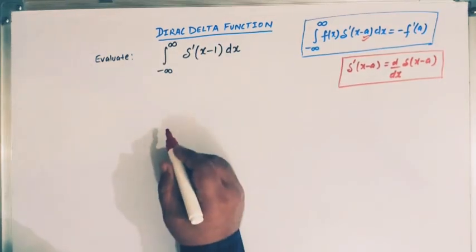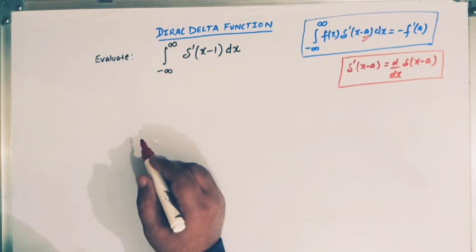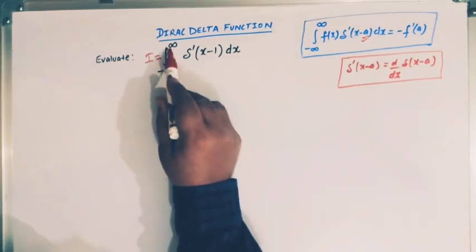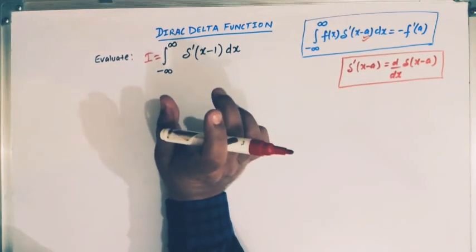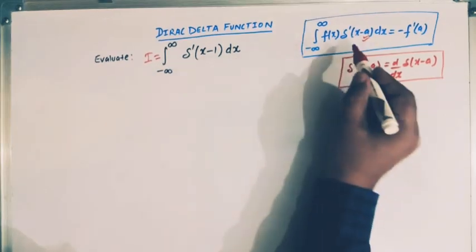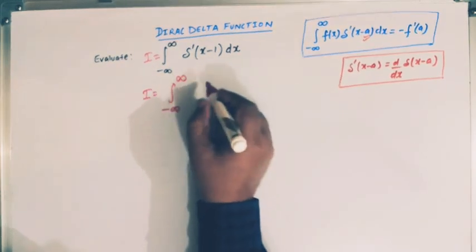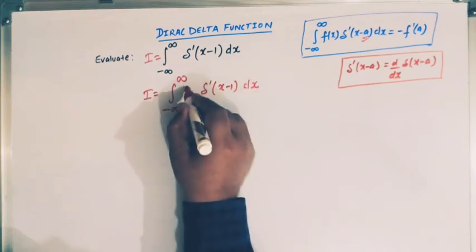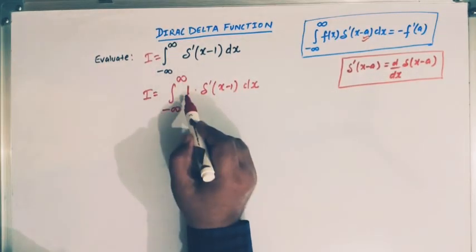Now viewers, let us take one more problem. Now here this problem is very conceptual and it needs special attention, right? So let us call this integral as I, and we have to integrate from minus infinity to infinity delta prime of x minus 1, right? Okay, now if we follow the previous discussion, then if we compare this integral with this one, then we see that I can be written as the integral from minus infinity to infinity of delta prime of x minus 1 dx, and here we can write 1, clear? For the function f of x, we can write 1 here, clear?